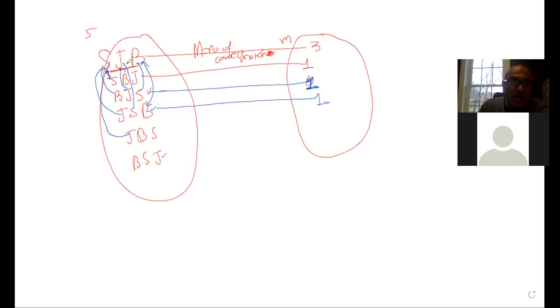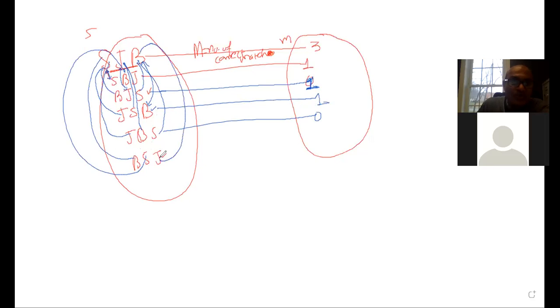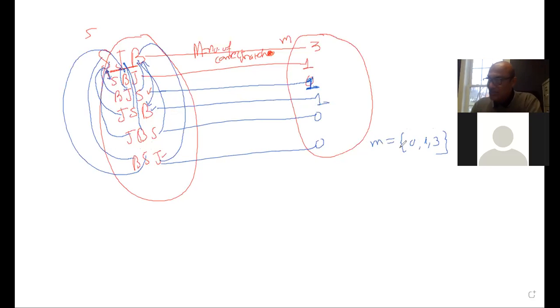Now J goes to S, not matching. B goes to J, not matching. S goes to B, not matching. So this will go to 0. Same way, B goes to S, not matching. S goes to J, not matching. And J goes to B, not matching. So this will again go to 0, right? So my M in this case takes the values 0, 1, and 3. So that's how you can write the numbers.